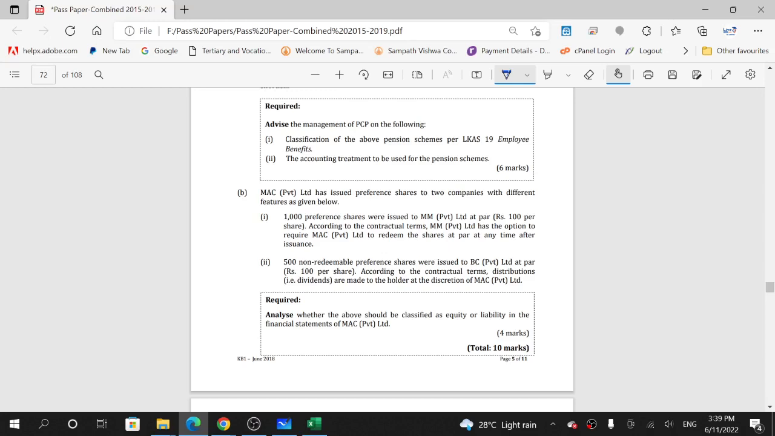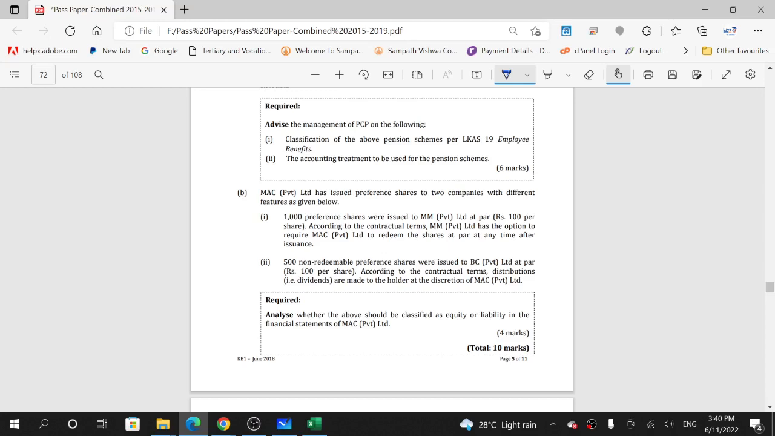Right. Read this, the part B. Mac Private Limited has issued preference shares to two companies with different features as given below. 1 million preference shares were issued to Private Limited at par, rupees 100 per share.